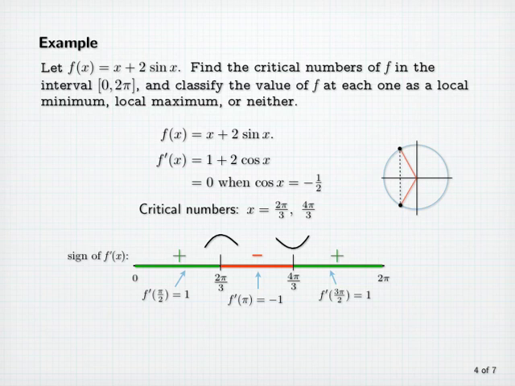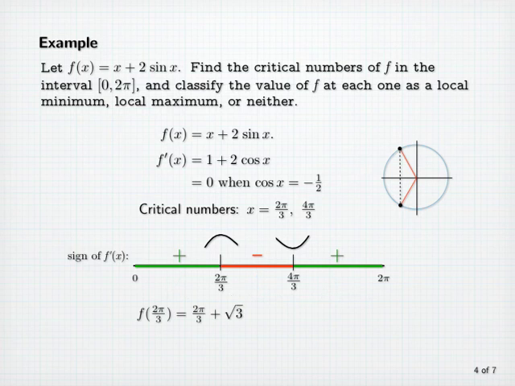The value of f at 2/3 pi is 2/3 pi plus 2 times the sine of 2/3 pi, and since the sine of 2/3 pi is root 3 over 2, we have 2/3 pi plus root 3, which we've just determined as a local maximum. The value at 4/3 pi is 4/3 pi plus 2 times the sine of 4/3 pi, and the sine of 4/3 pi is negative root 3 over 2, so we have 4/3 pi minus root 3, which we've just seen as a local minimum value.